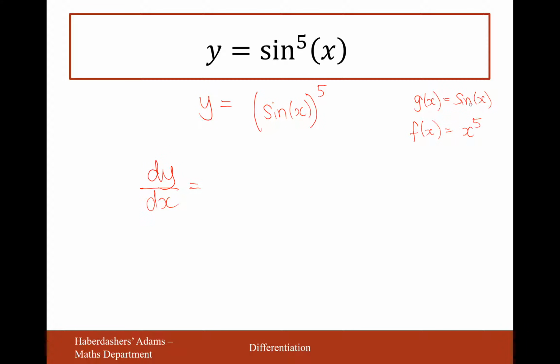Differentiate the inside function first, that's cos x. Differentiate the outside function second, that's going to turn into 5x to the 4, but it's not x, it's the inside function that it's going to be of. So it's going to be 5 sine x to the power of 4. So this is going to turn into 5 cos x sine to the power of 4 x. So there we are.